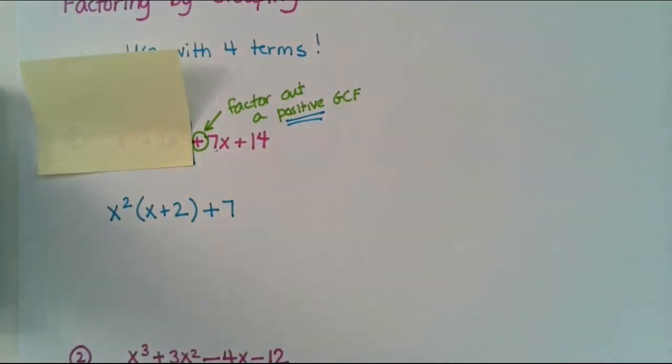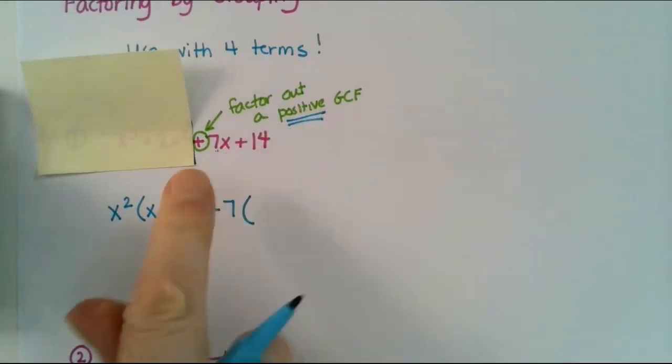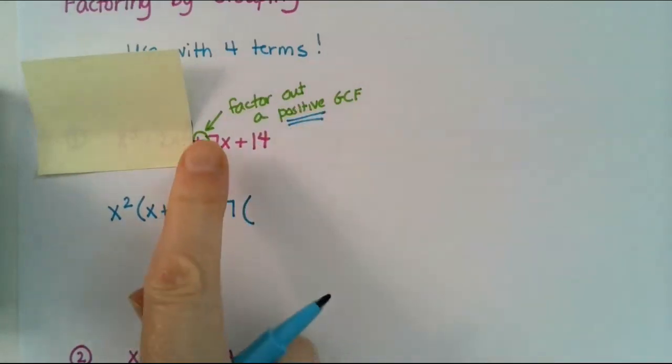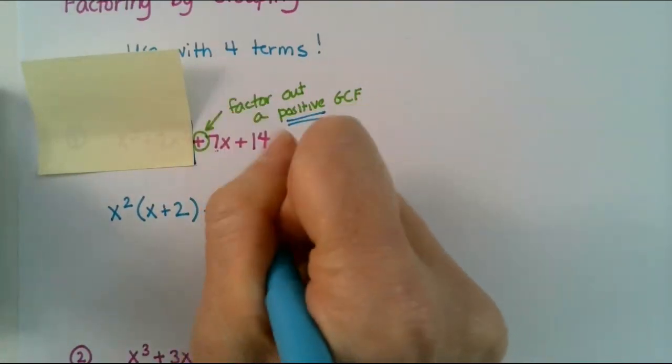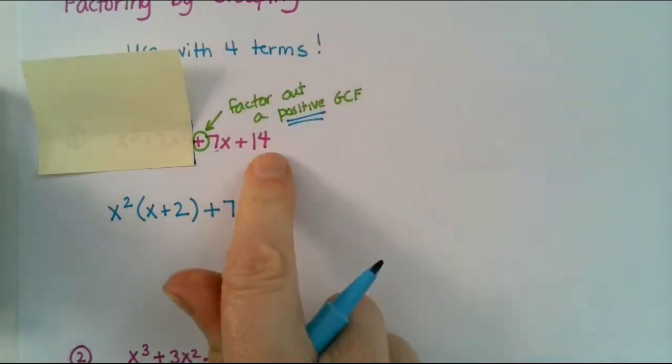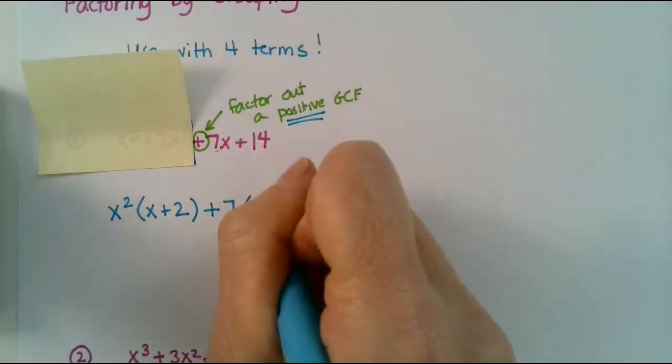Okay, that's part of this process. We need to have a sign in front of our GCF. Is it a plus? Is it a minus? So now I'm going to divide each term by a positive 7. 7x divided by 7 is x. 14 divided by 7 is 2.